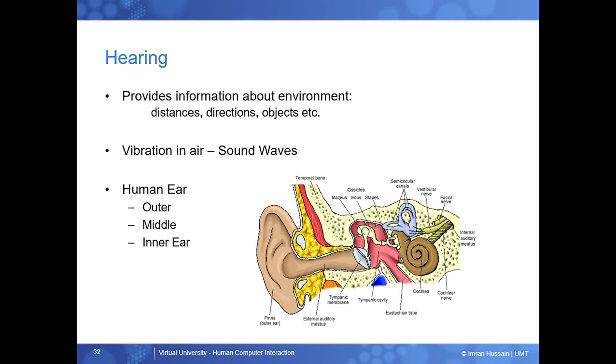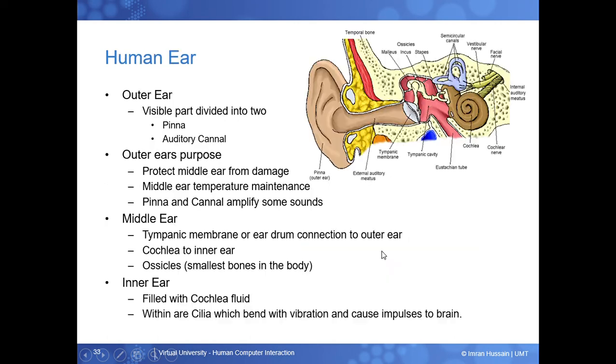So for the human ear, we have the different parts of the human ear, the outer and the middle and the inner ear. So you have here the outer ear, this is so technical. Okay, so the outer ear is visible parts divided into two. So this have the pinna, which is the ear itself, like we see. And then we have the auditory canal. So this is the auditory canal, so yung papasok sa loob ng iyong tenga.